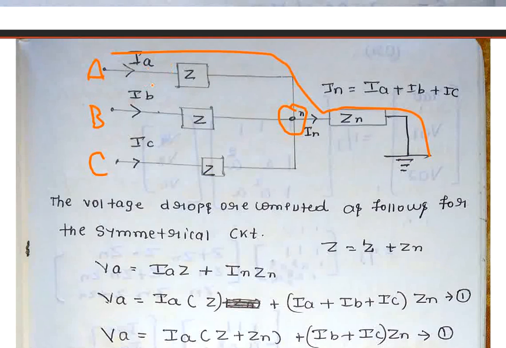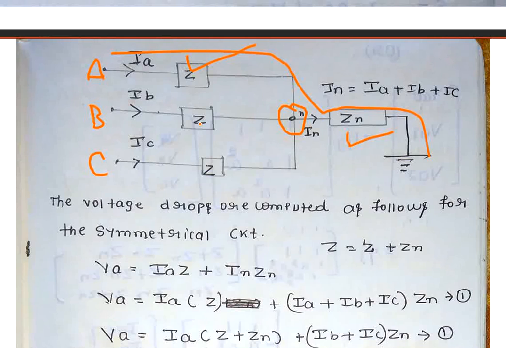Instead of resistance, we will take impedance. If I want to know the voltage drop in phase A, it is IA into Z plus IN into Zn. The voltage drop here is IA into Z, and here it is IN into Zn. Similarly, what is the voltage drop in VB? Assume that it is a symmetrical circuit.